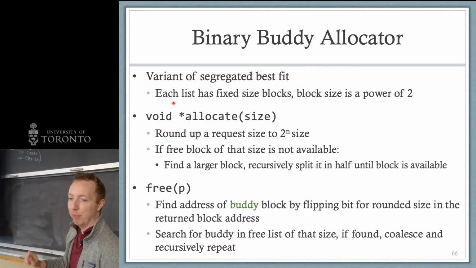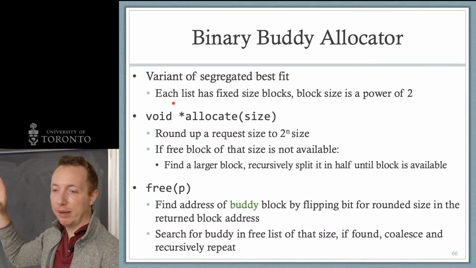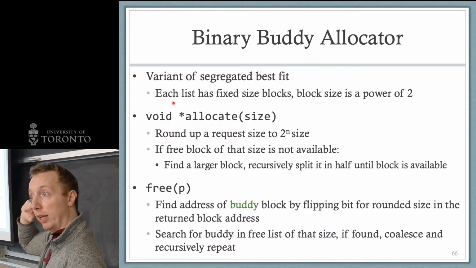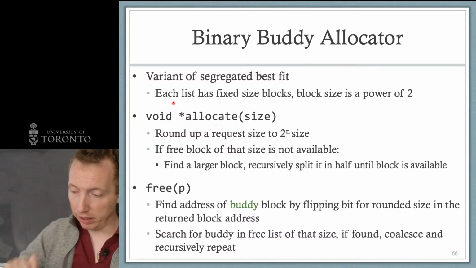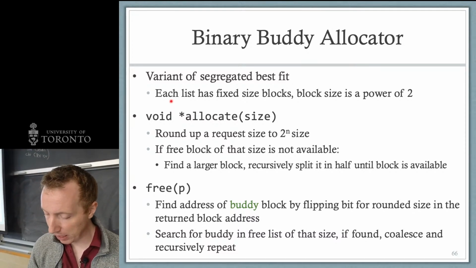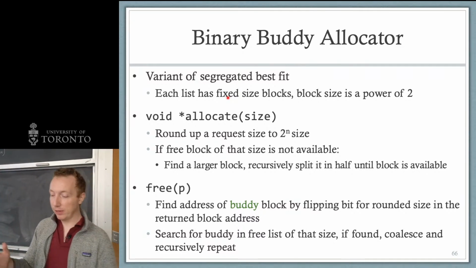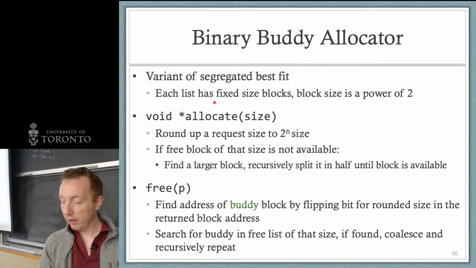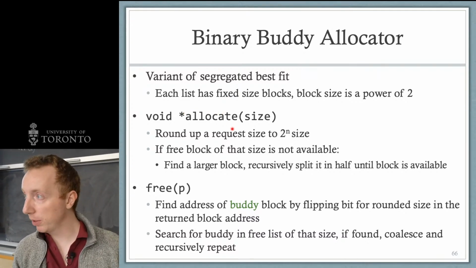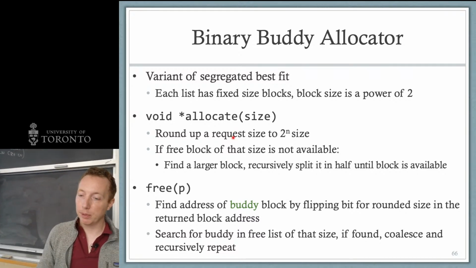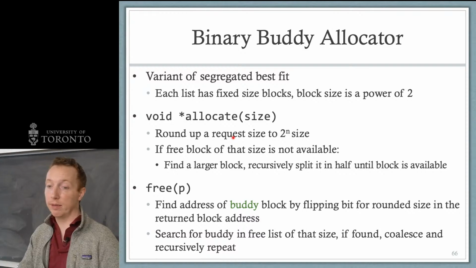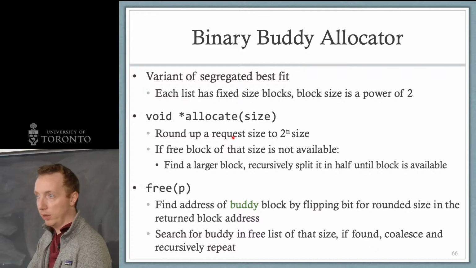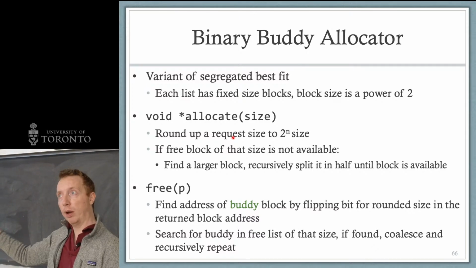So the buddy allocator is basically segregated best fit, but it uses powers of 2 to make the coalescing happen in log n time and a bit faster. Everything has fixed size blocks, but now all our fixed size blocks are powers of 2. So if an allocation request comes in, we round up to the next power of 2. If a free block of that size is not available, we find the next power of 2 up, and then we can recursively split it in 2 until we exactly fit our rounded up allocation size.